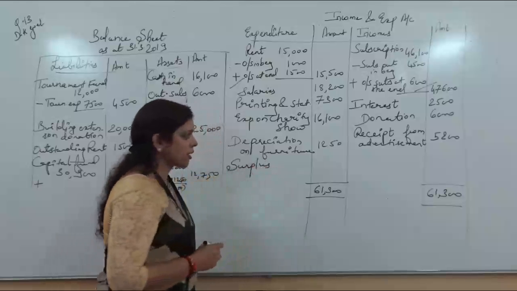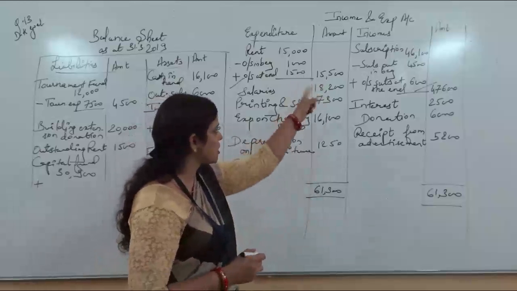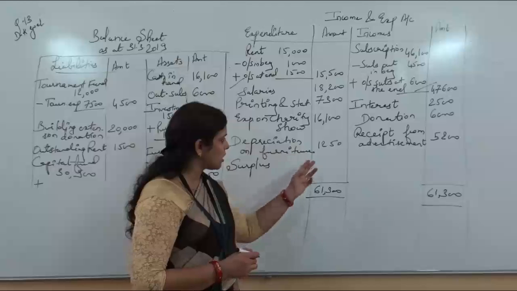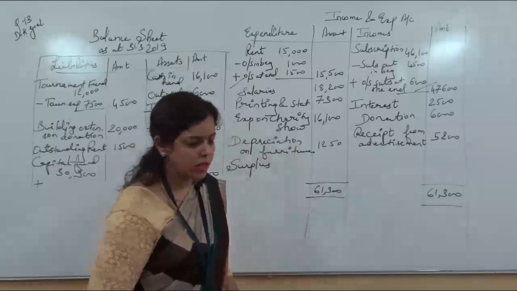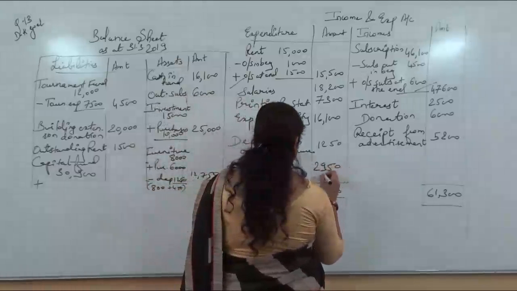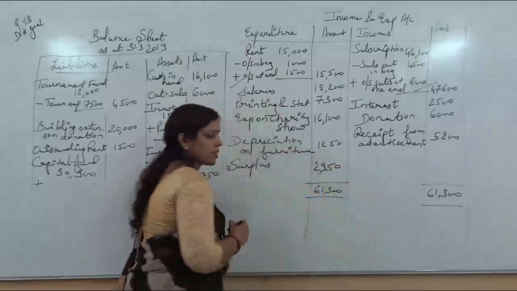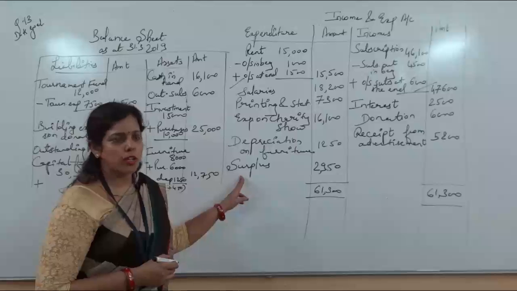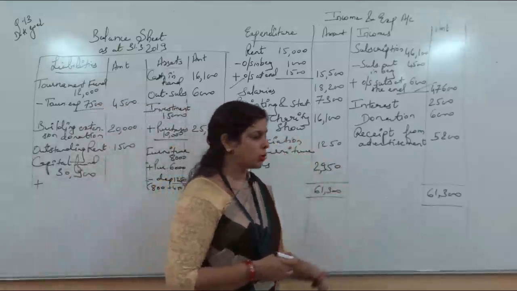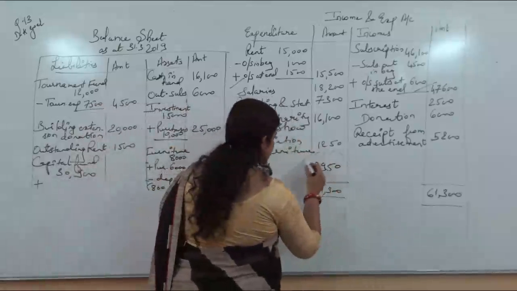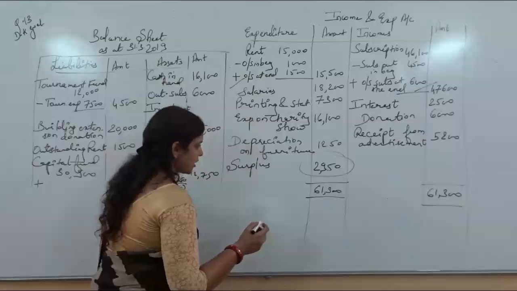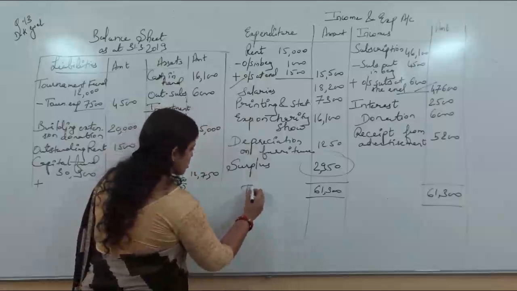How much surplus are you getting? 61,300 minus all these items: 15,500, 18,200, 7,300, 16,100 and 1,250. How much are you getting? You will get the accurate answer, 2,950. Right? This is known as surplus. It is also known as excess of income over expenditure. So this is our answer here, 2,950. Please check whether it is correct. Check it from the books.